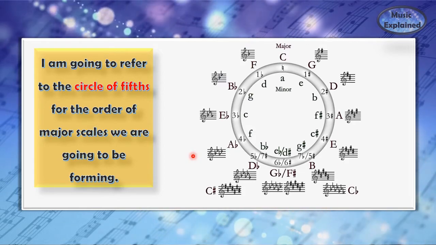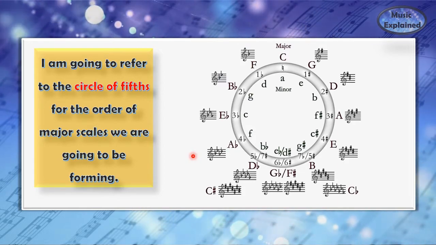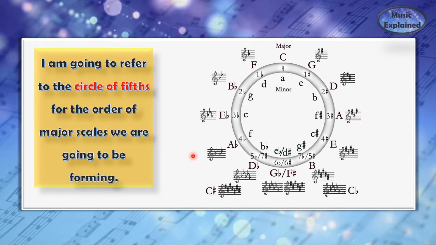I'm going to refer to the circle of fifths for the order of major scales we're going to be forming. In the middle or the top of the circle of fifths, we have C major. C major has no sharps and no flats. If we move to the right side of the circle, we're gonna go into the major scales with sharps. And if we move to the left side, we're gonna see the major scales with flats.